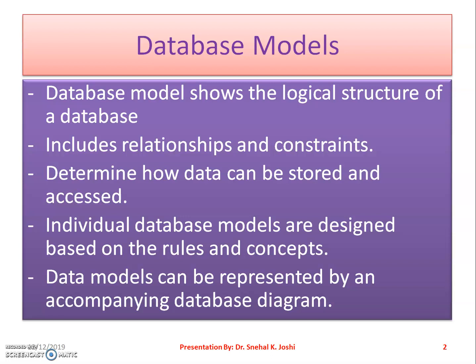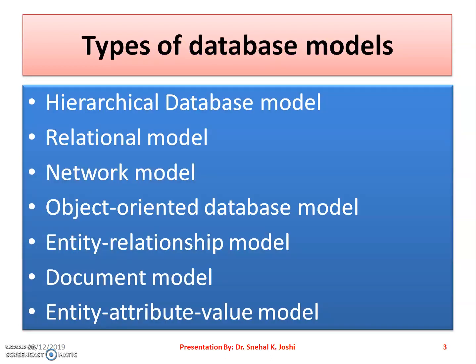Okay, database model shows the logical structure of a database, including the relationships and constraints that determine how data can be stored and accessed. Individual database models are designed based on the rules and concepts of whichever broader data model that designer adopts. Most data models can be represented by an accompanying database diagram. There are many kinds of data models available. Some of the important data models are hierarchical database model, relational model, network model, object-oriented database model, entity relationship model, document model, entity attribute value model, star schema, etc. So these are few of the database models available with us.